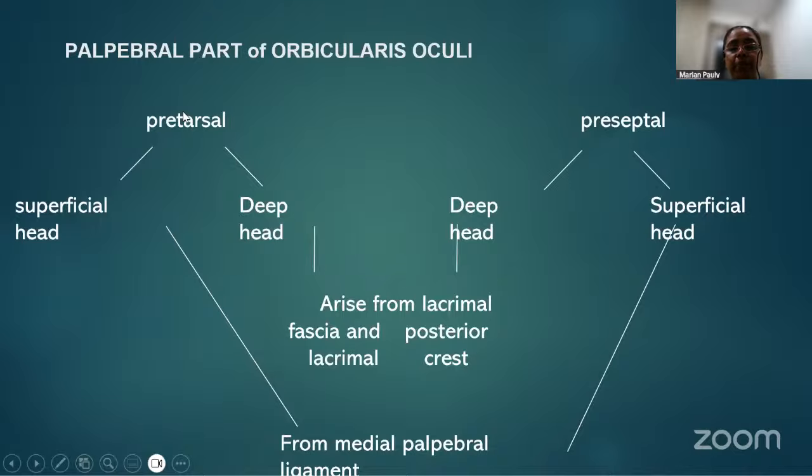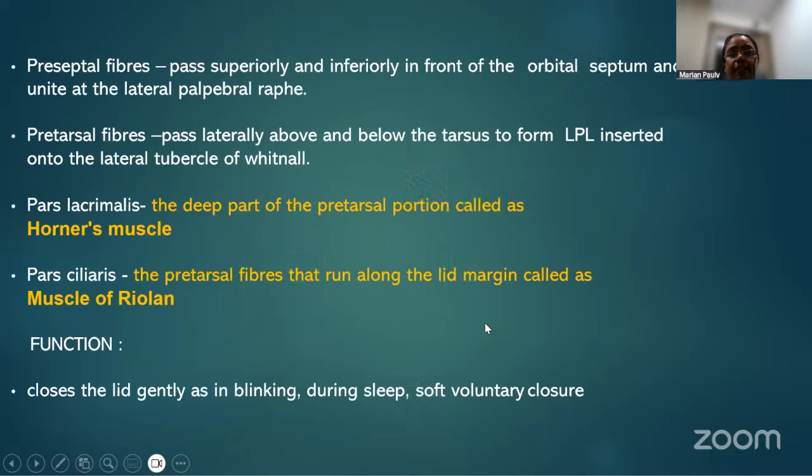Now coming to the palpebral part, as we have already discussed, it has a pretarsal and a preseptal part, and each has a superficial head and a deep head. The superficial head arises from the medial palpebral ligament, whereas the deep head of the pretarsal arises from the lacrimal fascia, whereas the deep head of the preseptal arises from the posterior lacrimal crest.